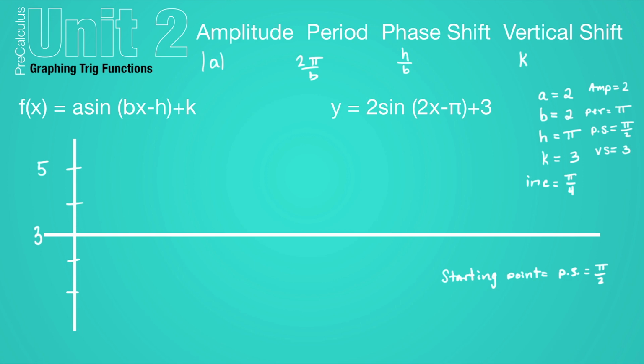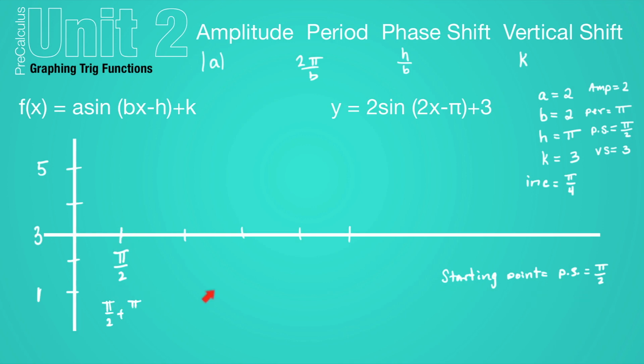All right, I'm going to do a couple things. Number one, I need to find my increment, and I'm going to use my midline. That would be my vertical shift of 3. We're going to put this down first. Then we're going to use our A value. Our amplitude is 2. We're going to go up 1, 2, and go down 1, 2, and label these values appropriately. Now we take our starting point.